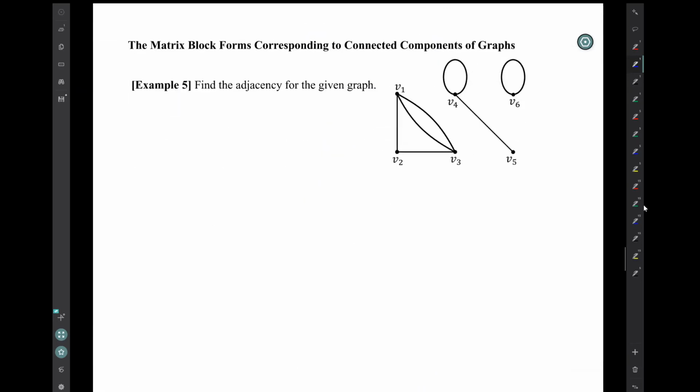Now I want to talk about the matrix block forms corresponding to connected components of graphs. I'll introduce this by doing an example. Find the adjacency matrix for this graph. Well, that's a graph with 6 vertices, so we need a 6 by 6 matrix.